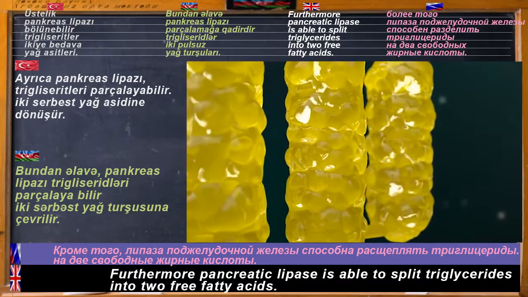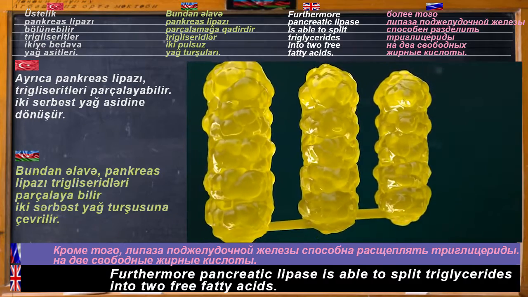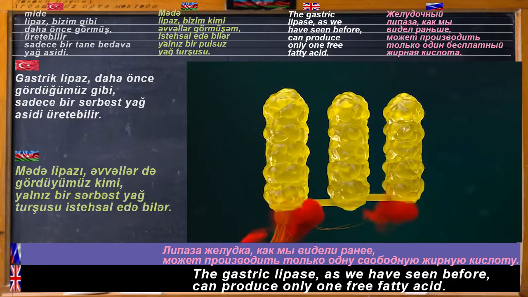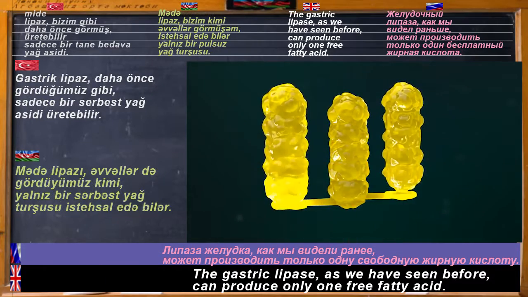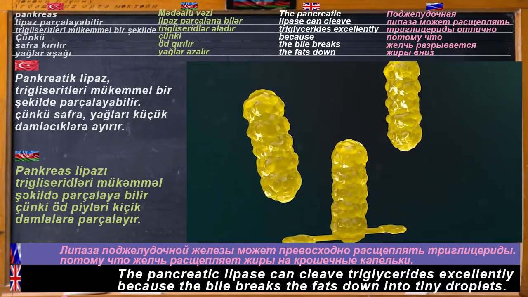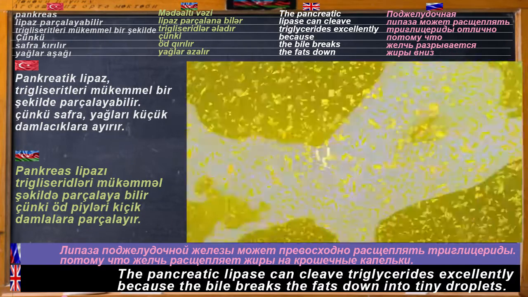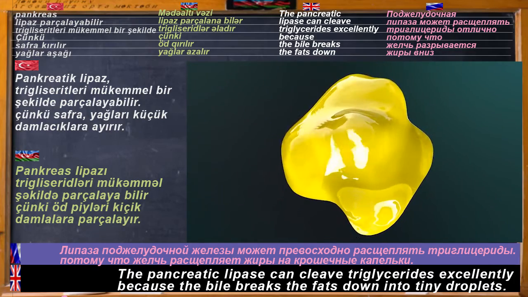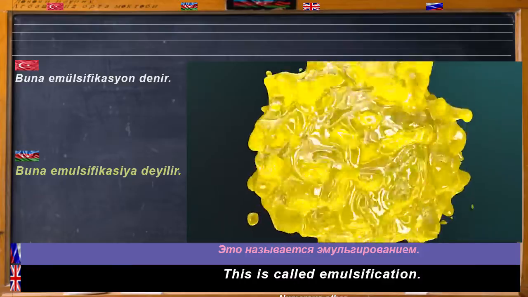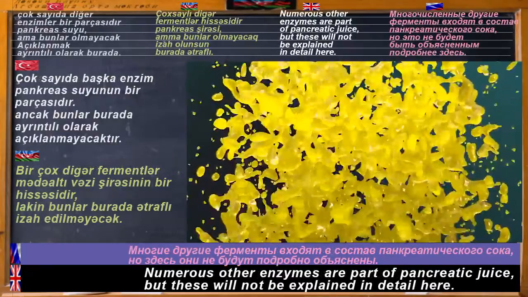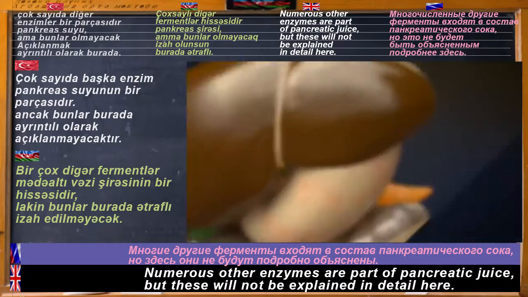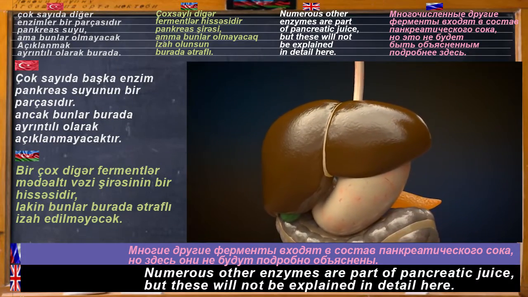Furthermore, pancreatic lipase is able to split triglycerides into 2 free fatty acids. The gastric lipase, as we have seen before, can produce only 1 free fatty acid. The pancreatic lipase can cleave triglycerides excellently because the bile breaks the fats down into tiny droplets. This is called emulsification. Numerous other enzymes are part of pancreatic juice, but these will not be explained in detail here.